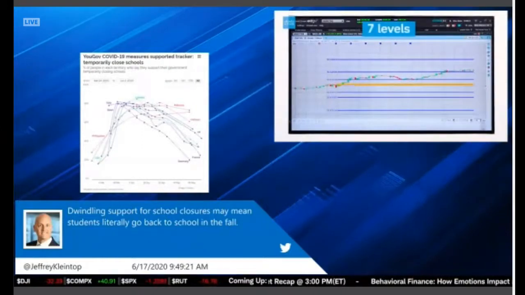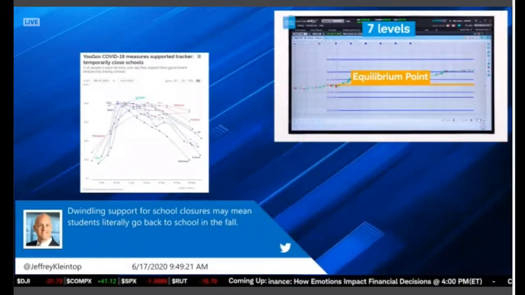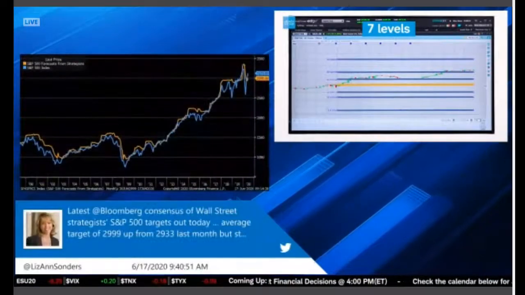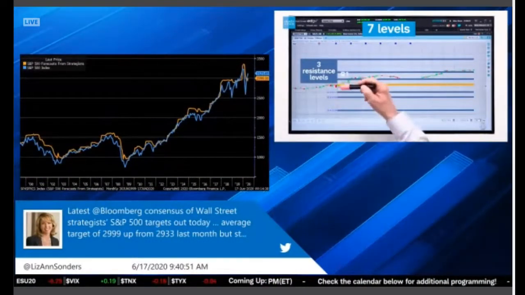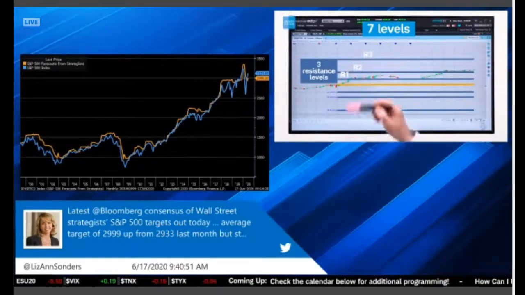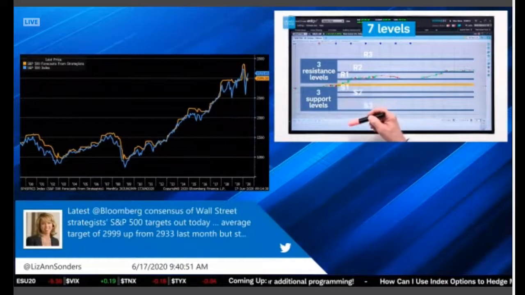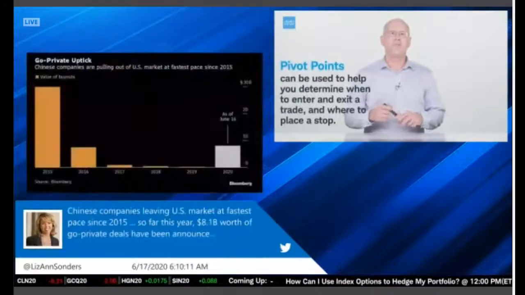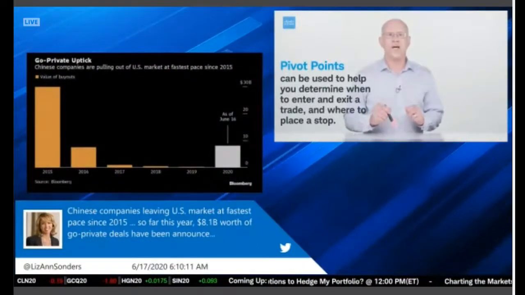First, the pivot point itself, the orange line here, consider the equilibrium point. That's the point around which the next day's trading is expected to occur. And then 6 other pivot levels, the blue lines. That's 3 resistance lines above the pivot point, R1, R2, and R3, and 3 support levels below it, named S1, S2, and S3. That gives you a lot of data that you can use to determine when to enter a trade, when to exit a trade, and where to place your stop.